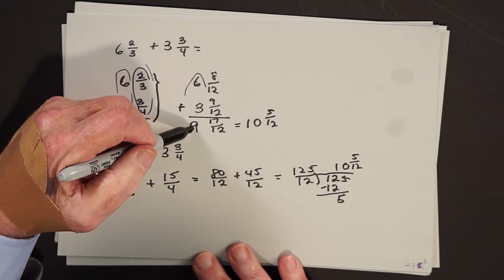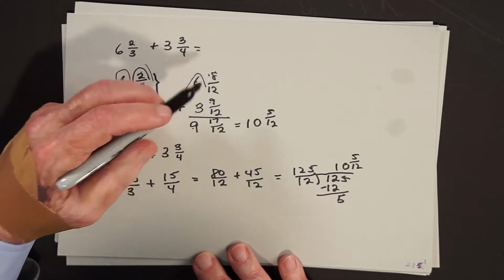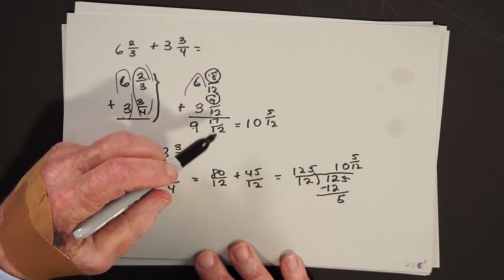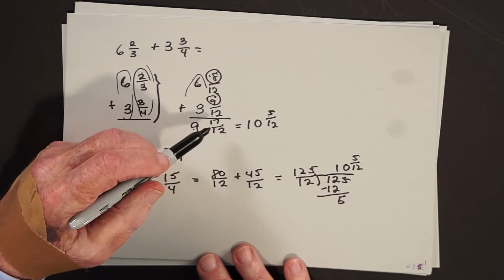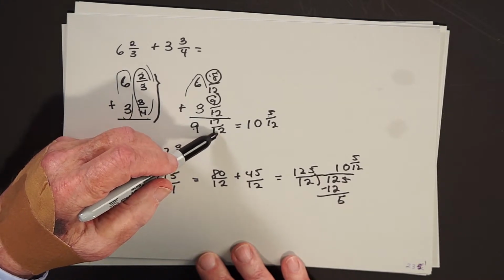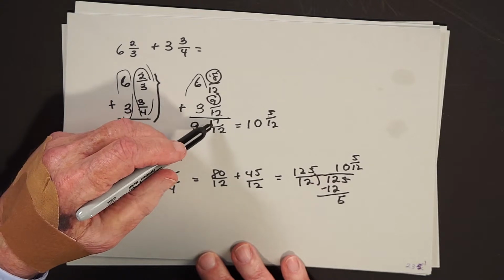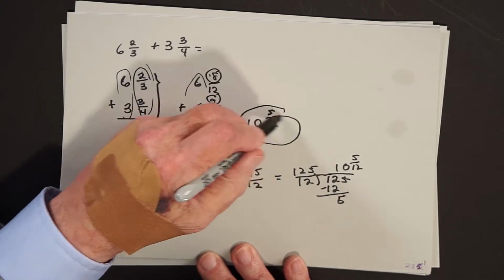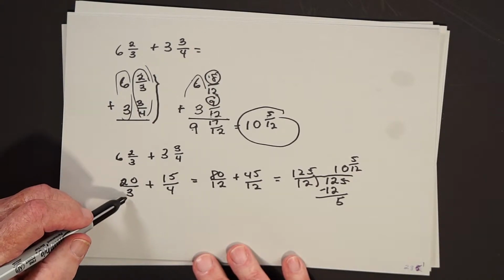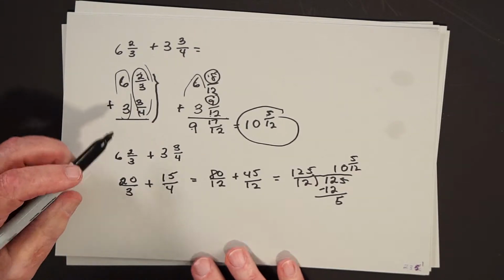Well, 6 plus 3 is 9. 8/12 and 9/12, see they're modifying the same noun, is 17/12. Well, if it takes 12 to make a whole unit and you have 17, you have enough for one more whole unit plus 5 left over. There's the answer.